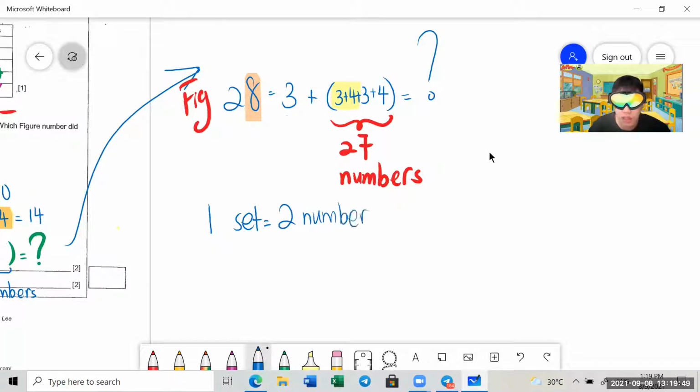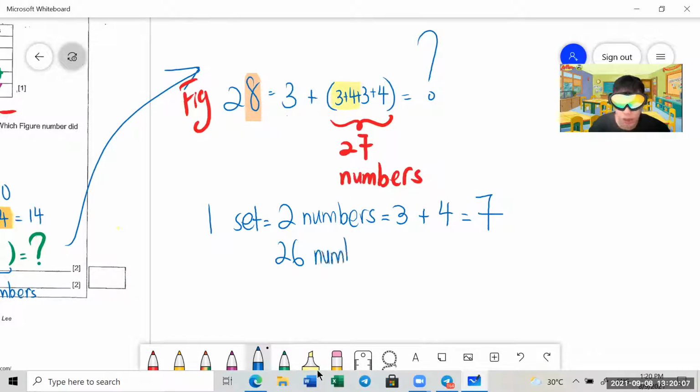What are the 2 numbers? The 2 numbers are 3 and 4. What is the value? The value is 7. Correct or not? So how many numbers must I find? I must find 27 numbers. Why? How do I get from 2 to 27? It's almost impossible, right? It will be very weird. So I put 26 first.